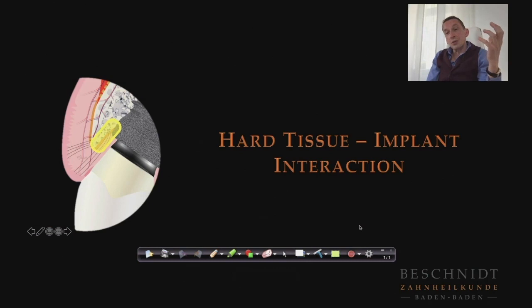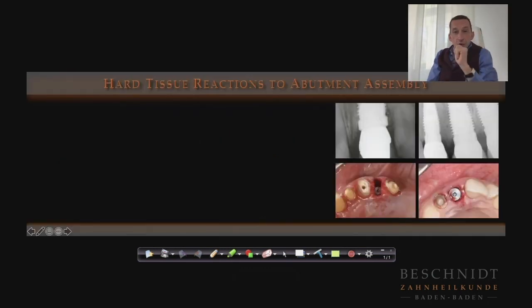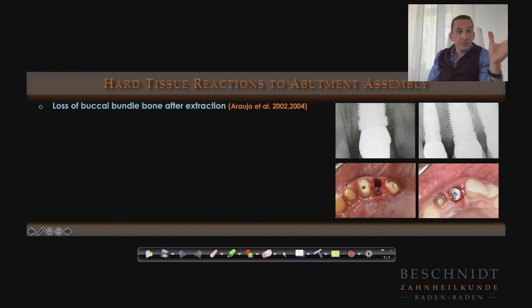Looking at the hard tissue implant interaction gives us the information what happens after uncovering an implant. We know from the literature that in any implant installation case, we have a loss of buccal bundle bone. So if we place an implant, we should think about placing some bone substitute in front of the implant to keep a minimum of 2 millimeters of thickness around.